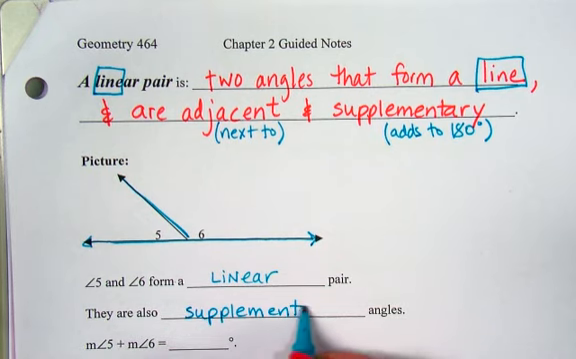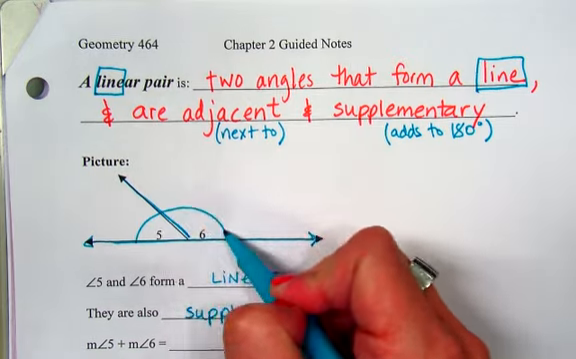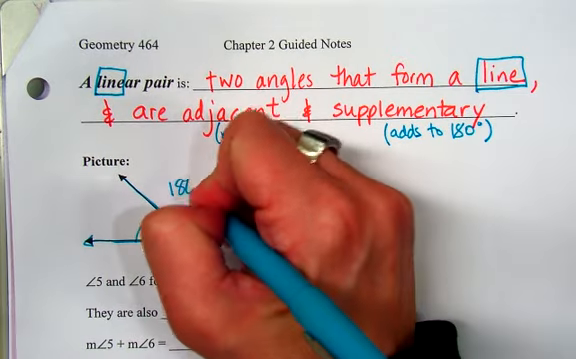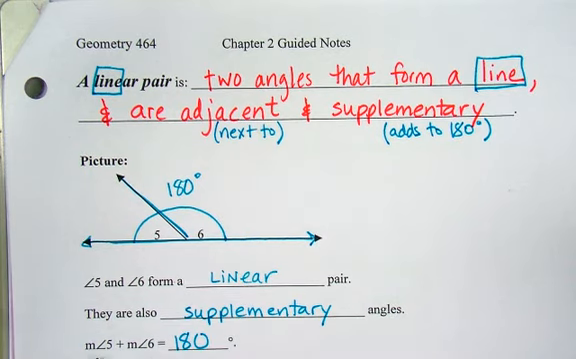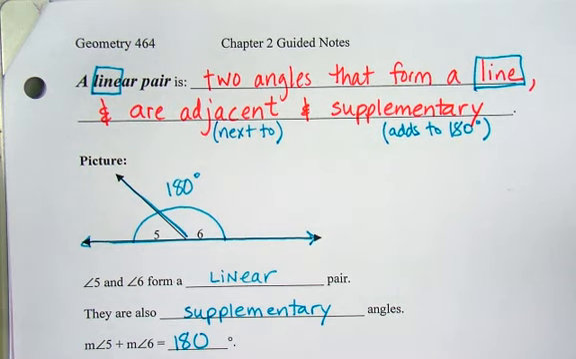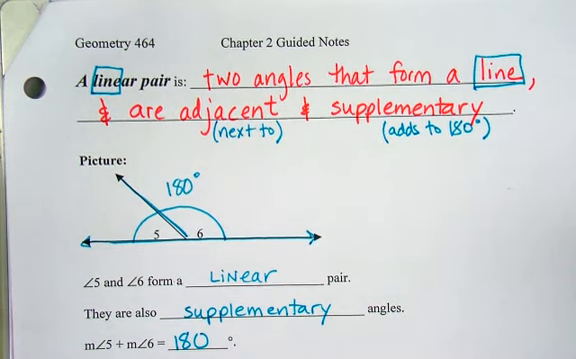They are also supplementary angles. Why are they supplementary? Because if I add these two together, I'm going to get 180 degrees. So the measure of angle 5 plus the measure of angle 6 would equal 180 degrees.